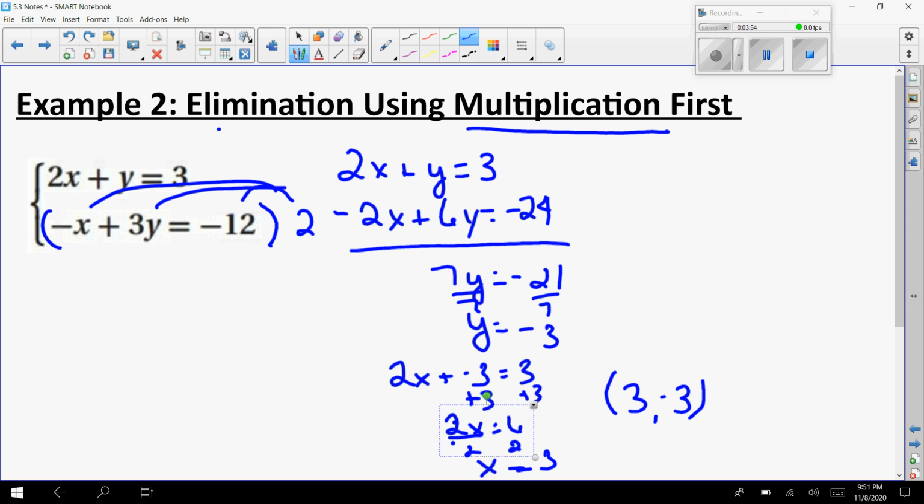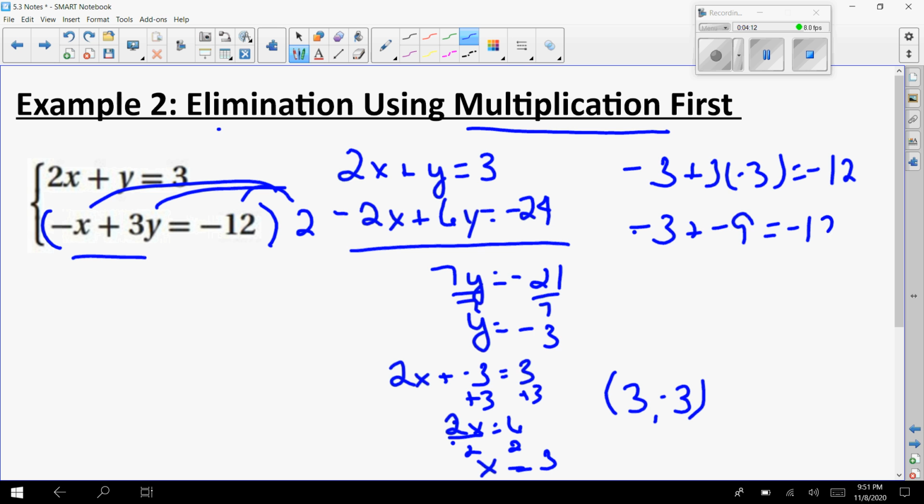I should go and plug this into an equation to double check. So I have in the second equation, negative 3 plus 3 times negative 3 equals negative 12. Negative 3 plus negative 9 equals negative 12. Check.